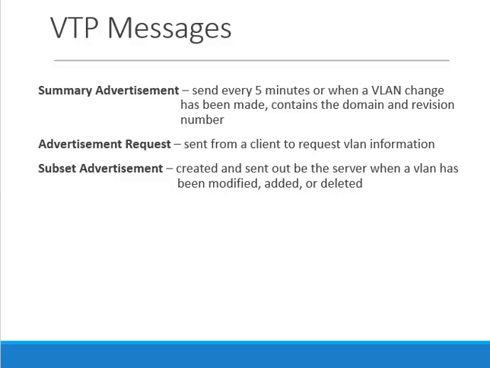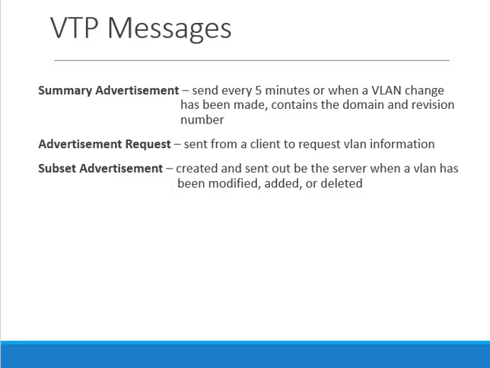There are 3 messages VTP uses in order to update and stay synchronized, right? The summary advertisement is sent out every 5 minutes or when you make a VLAN change. In the summary advertisement is the domain and the revision number. So when a switch receives a summary advertisement, it checks the domain. If it's in the same domain, then it looks at the revision number. The revision number is used for a switch to decide whether or not it should update its VLAN database. If the revision number in the advertisement is higher than the one that the switch has, that signals to the switch that a change has been made and the switch needs to update its database.